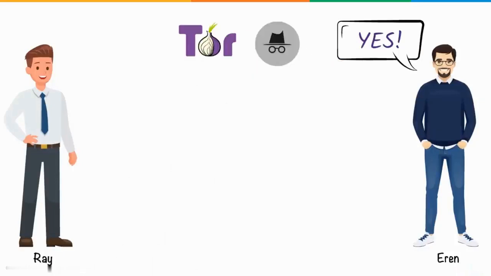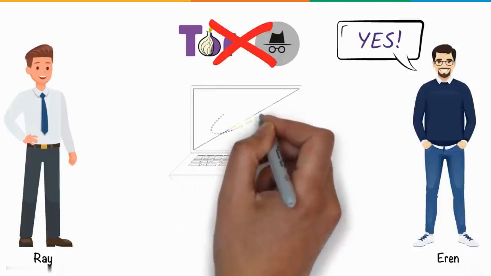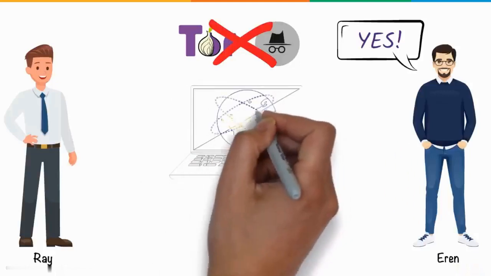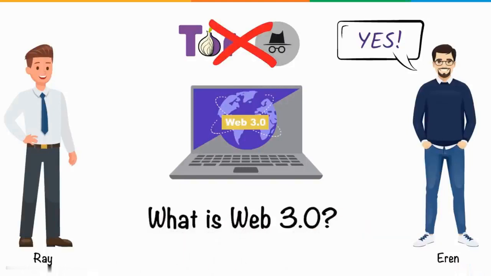incognito mode, etc. But these are not permanent solutions, and there can be fluctuations in their reliability. But this scenario can be changed not just for you, but for everyone using the internet, with the help of Web 3.0. Ray was curious about it and asked, what is Web 3.0?